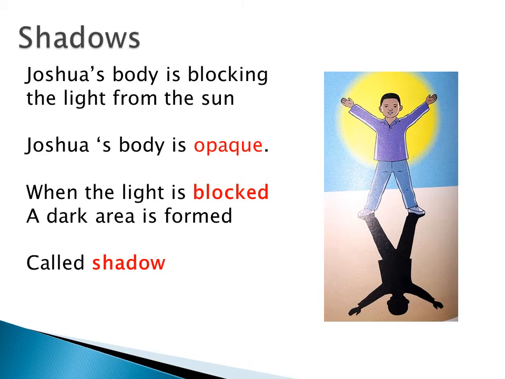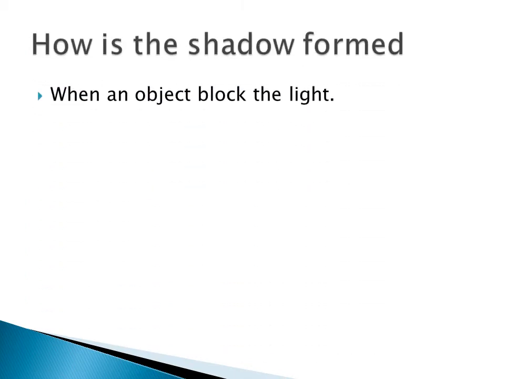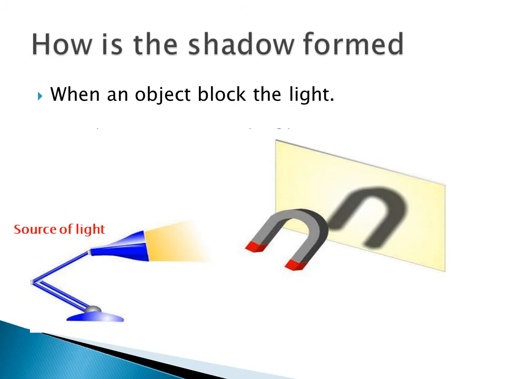What do I need? I first need a source of light, a source of light like this lamp, and an opaque object like this magnet or any object, and a shadow will be formed here. So I need a source of light and an opaque object, and the shadow will form. Because an object blocks the light, I block the path of the light. I put it so the light cannot pass through it, so the shadow will form.